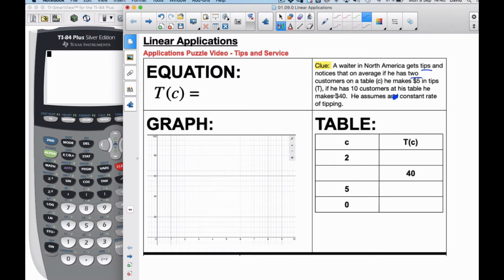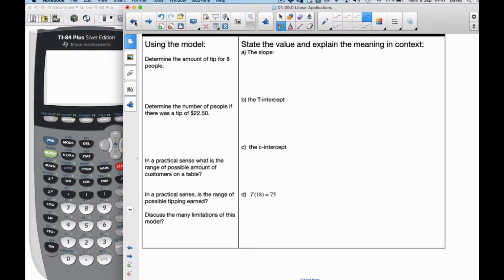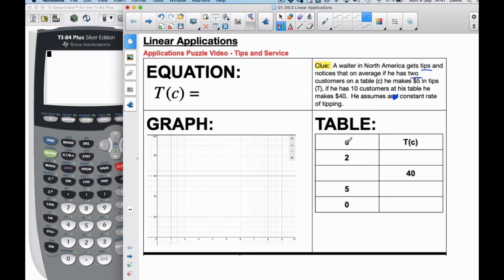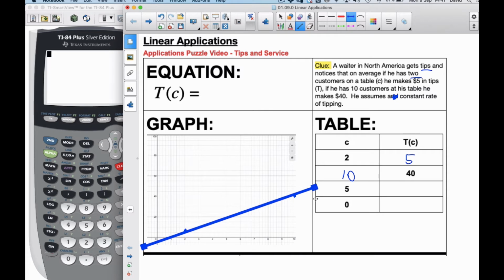All right, so there's my clue, and I have to try and make an equation, a graph, a table, and then even answer all these questions here. So let's go and see what we can see. So from here, I can fill in part of my table. I know if I have 2 customers, I make $5. And if I had 10 customers on my table, I make $40. And I can even come along here and graph it. So 2 gives me 5 approximately, and 10 gave me 40. And so I get a line there, and let's see if I can create the line approximately here. Okay, so there's my line.